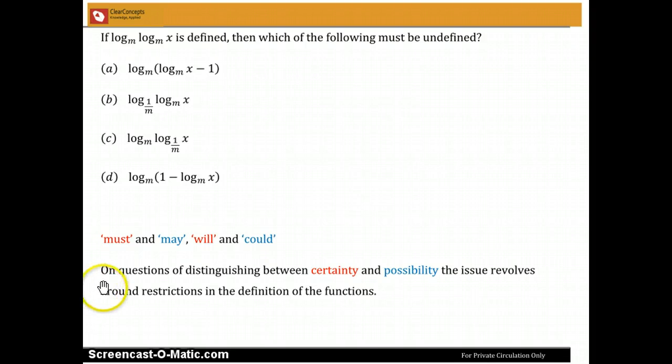And on questions that revolve around this distinction between certainty and possibility, finally we have to think about the restrictions in the definitions of the functions. Now here we have, in all 5 cases, a logarithm of a logarithm. Now either the argument is changing as in a and d, or the base is changing as in b and c. And so now we have to think which of these cases provides the certainty of non-definition or non-existence.